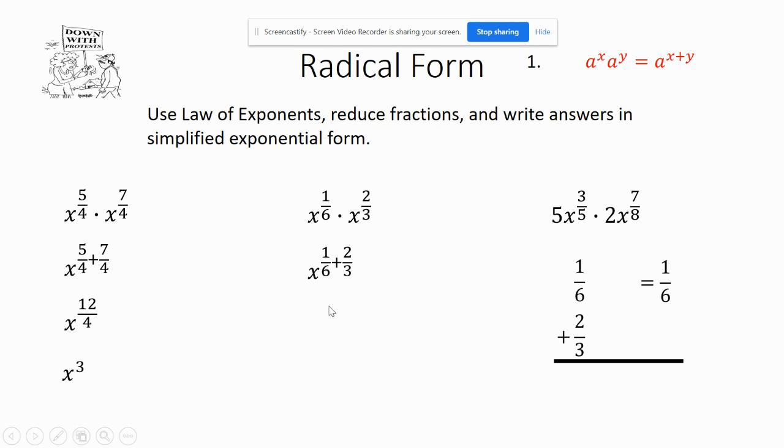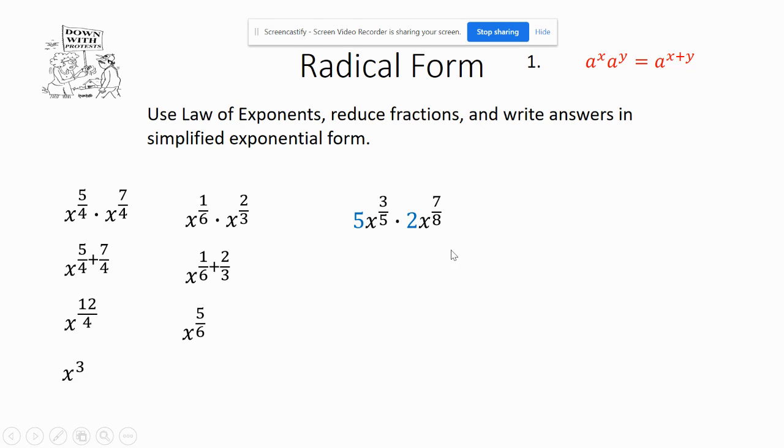Now I know that 3 will go into 6 evenly, so I can leave the 1/6 as 1/6. But what would I multiply by 3 to get 6? It would be a 2. So if I multiply it by the denominator, I got to multiply by the numerator, so I end up with 4/6. So basically what I have is 1/6 plus 4/6, or x to the 5/6.